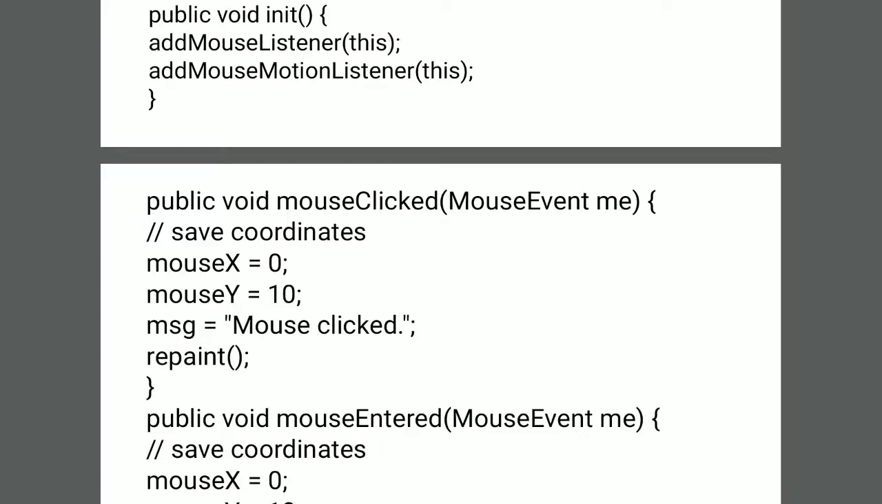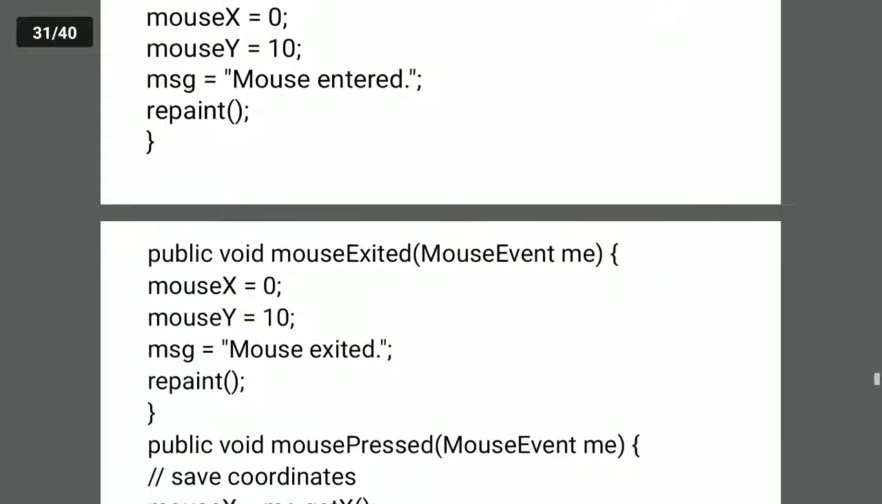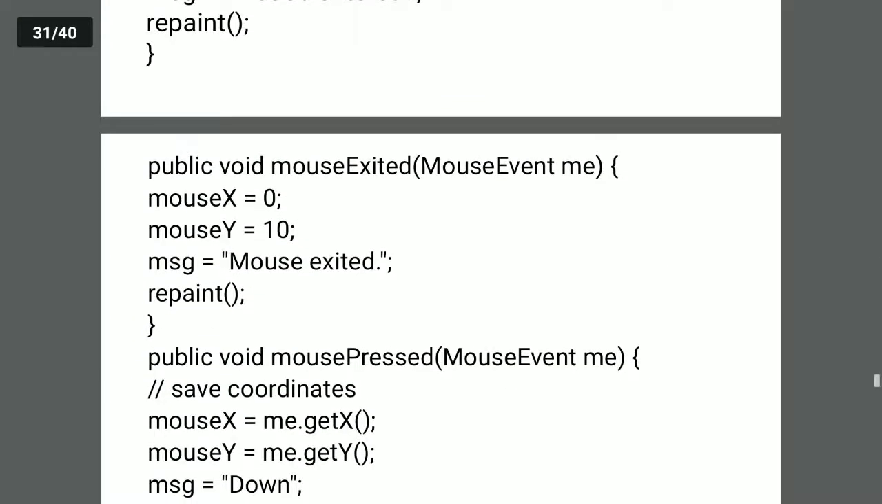Next is mouse entered. When a mouse cursor enters the component, this event will be generated. Here it will display the message "mouse entered" at point 0 comma 10, and repaint is called. Next, mouse exited. When the mouse exits from the component, it will display "mouse exited". To display that, repaint will be called.